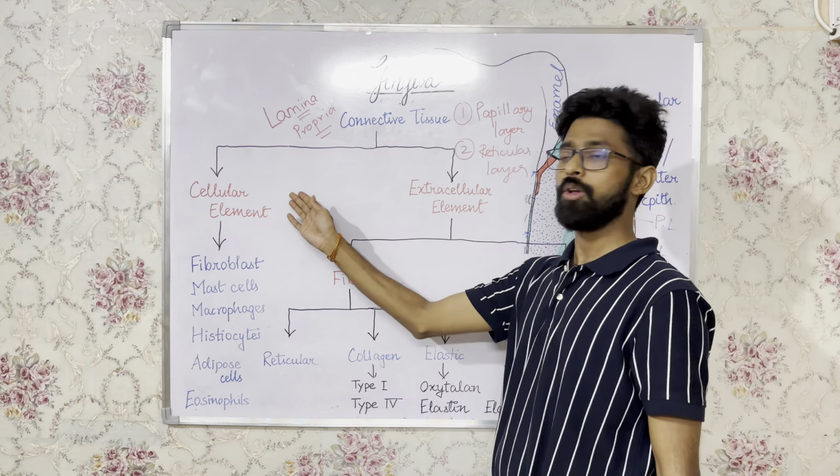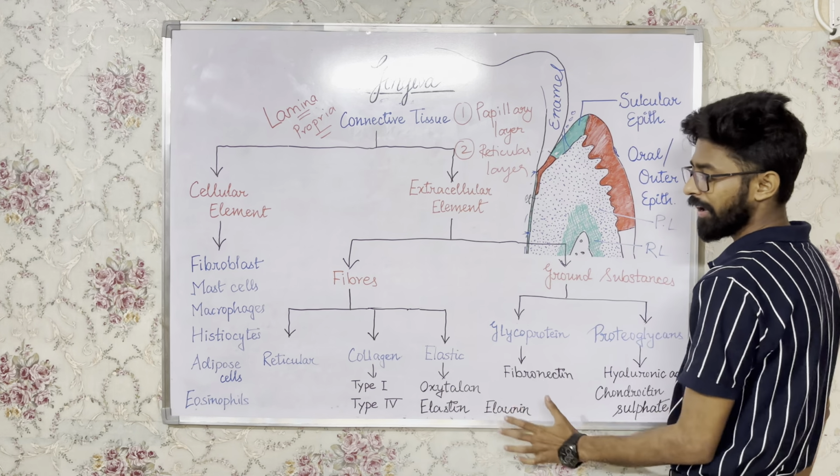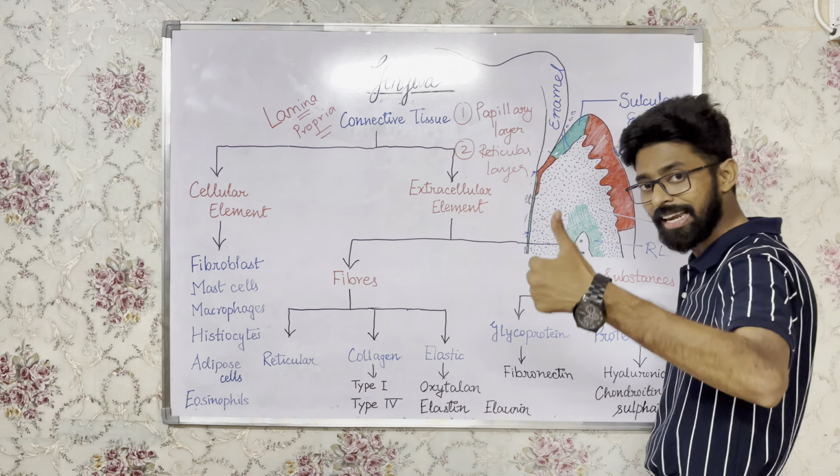Fibers are of 3 types: reticular fibers, collagen fibers, elastic fibers. Under collagen fibers, which are the types? Type 1 and type 4. Elastic fibers are of 3 types: oxytalan, elastin and eluanin. Remember these names? Elastic fibers are of 3 types: oxytalan, elastin and eluanin. This would have been here, but due to lack of space I have written it here.